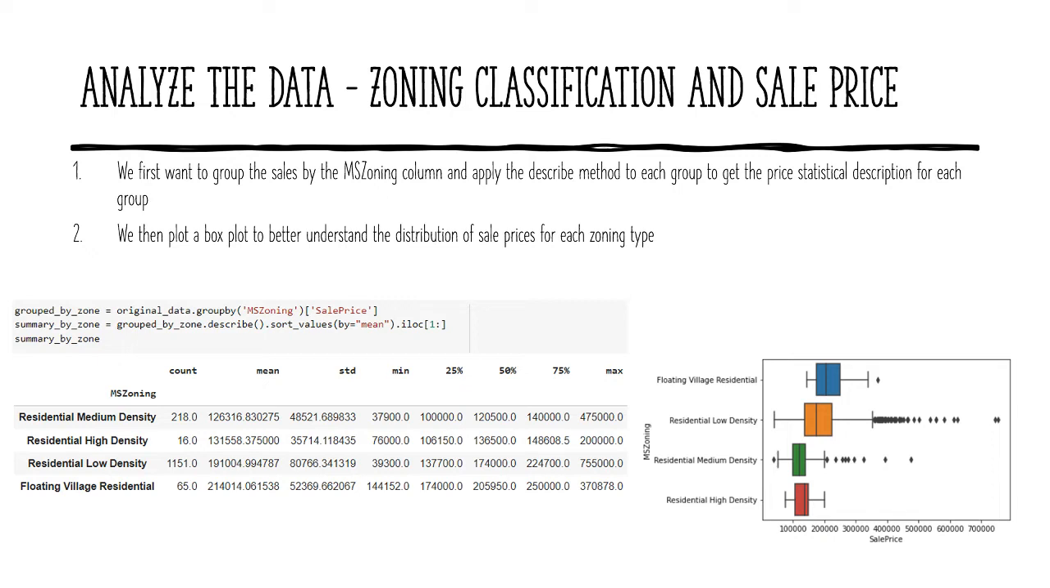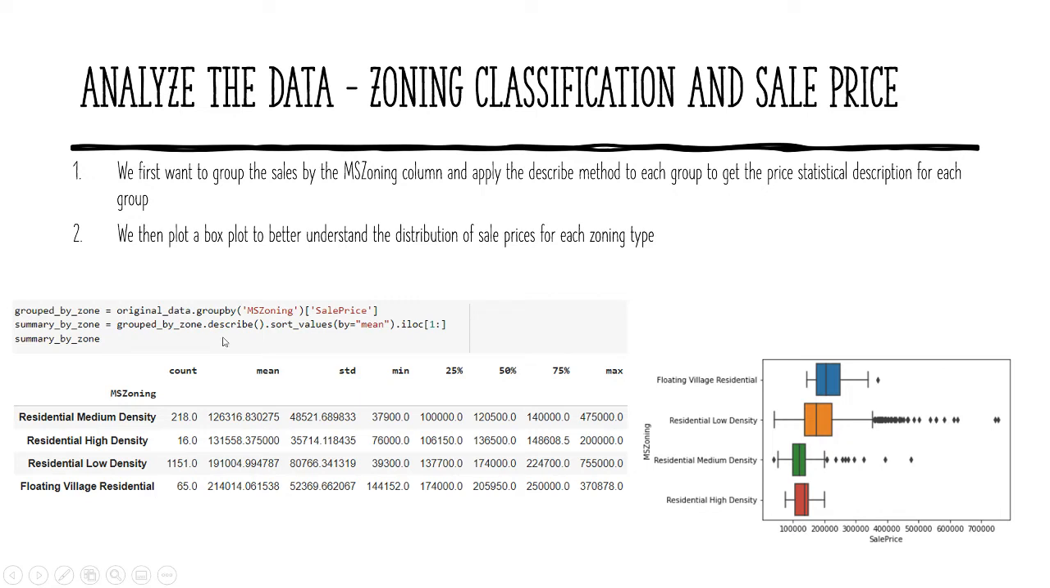The first part that we want to dig into is showing the relationship between the zoning classification and the sale price. So we have different zones. We have the residential medium density zone. We have the residential high density zone. We have the residential low density zone, and we have floating village residential.